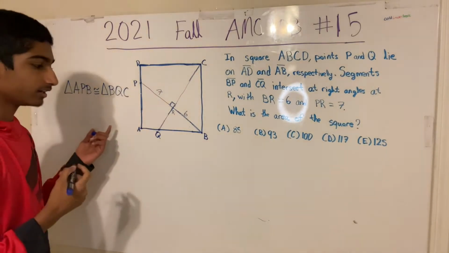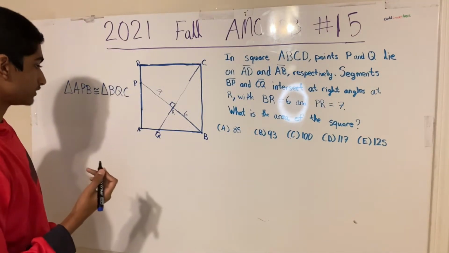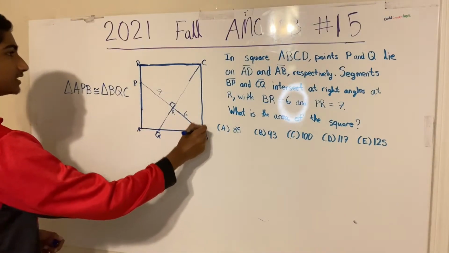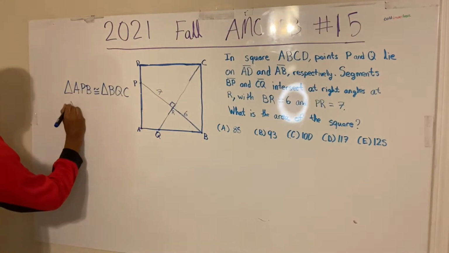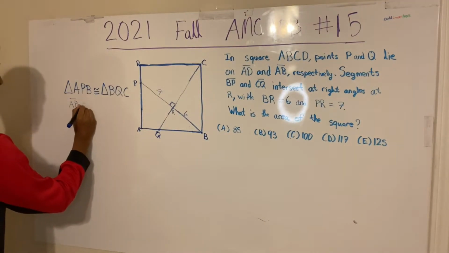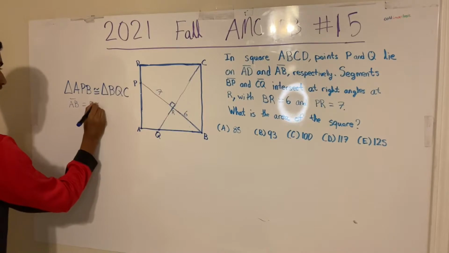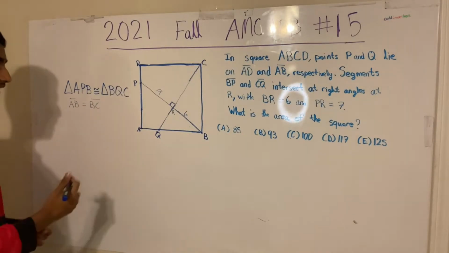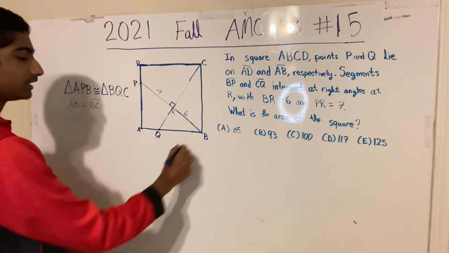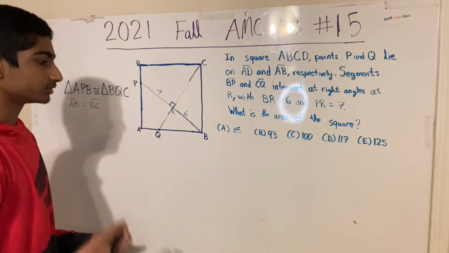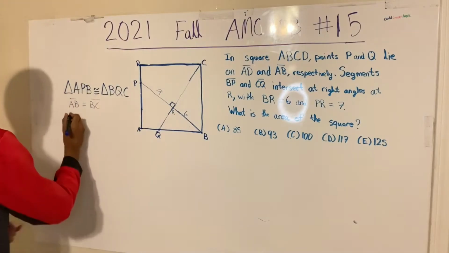Okay, let's prove that. So the first thing I noticed when I solved this problem was that AB is equal to BC as it's a square. So let's write that out. And we also have that angle A is equal to angle B due to both of them being right angles because it's also a square.